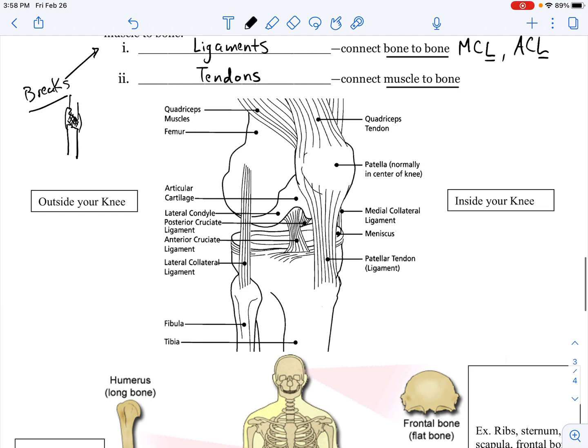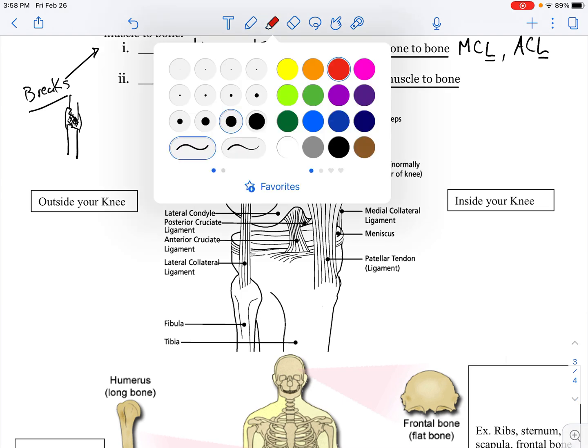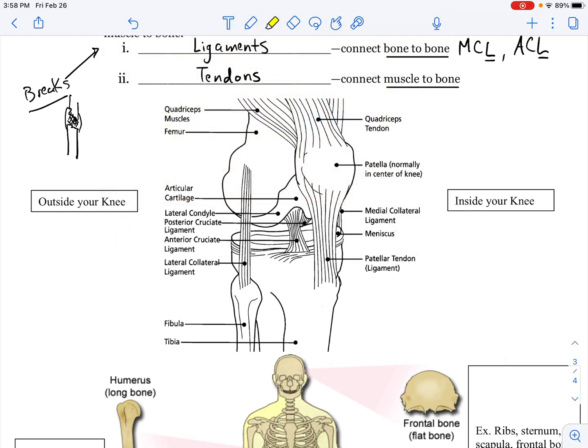I have a picture of the knee here only because there's a few ligaments here that maybe you've heard of. So if you're looking at a knee joint, the patella is the kneecap, the femur is the thigh bone, and then the shin bone down below is the tibia. And outside of the tibia, there is another bone that runs on the outside of the lower leg called the fibula. There's a whole bunch of tendons and ligaments that are shown here, but the ones that maybe you've heard of that we're just going to mention in our class are the ACL and the MCL.